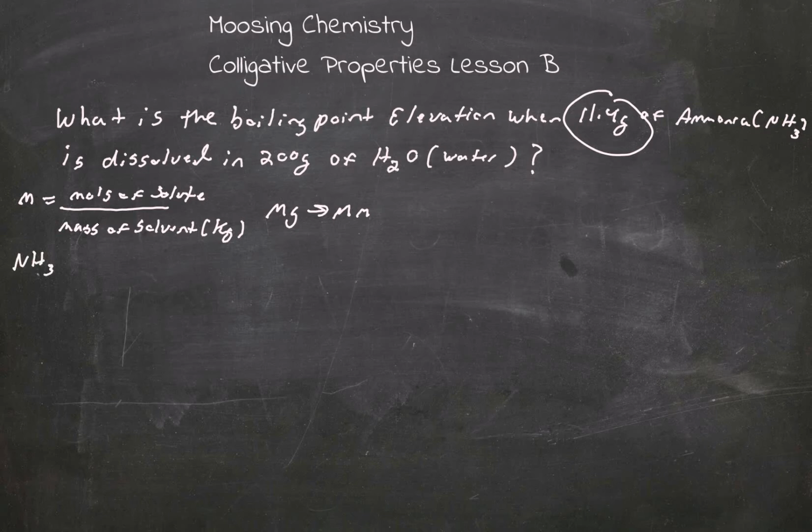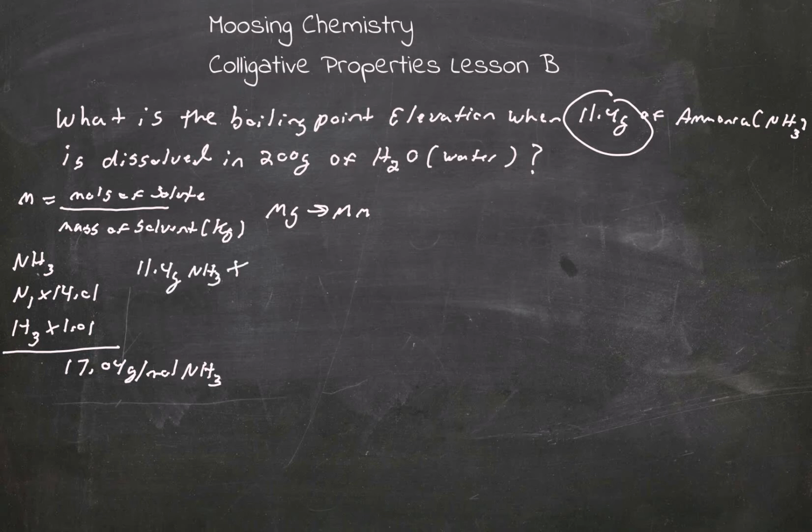Ammonia is NH3, so N is 1 times 14.01. H is 3 times 1.01. This gives me 17.04 grams per mole of NH3. Okay, so now we're going to convert that. We go 11.4 grams of NH3 times 1 mole of NH3 over 17.04 grams of NH3. When you do the math, you come up with approximately 0.67 moles of NH3.